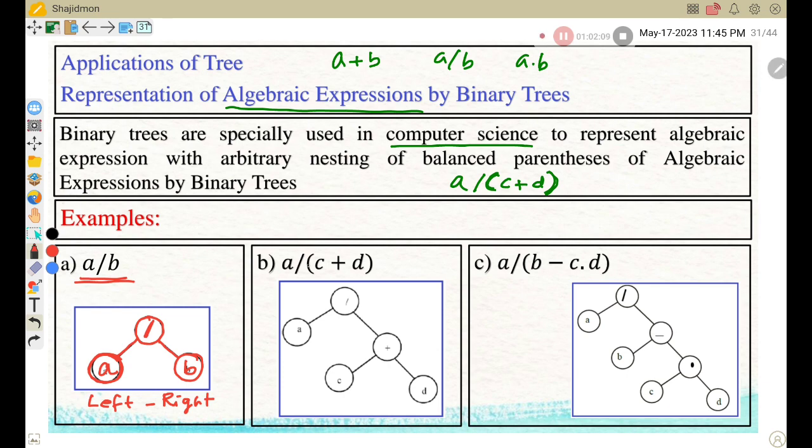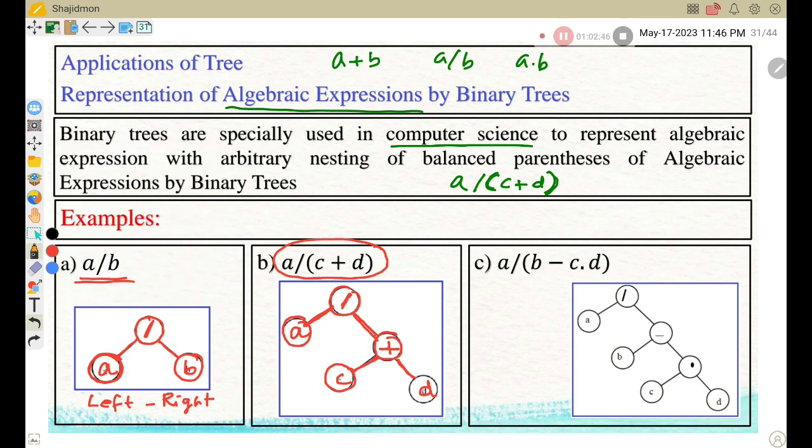Now for example, a divide (c plus d). We need to answer this one. First this parenthesis term, this bracketed term c plus d. You can see c here and d here and here plus. So c plus d, that is in the bracket. Now what is the next one? A divide. So another vertex here, a, and the root vertex we take divide. We need to read left to right. So a divide (c plus d) we are representing like this.